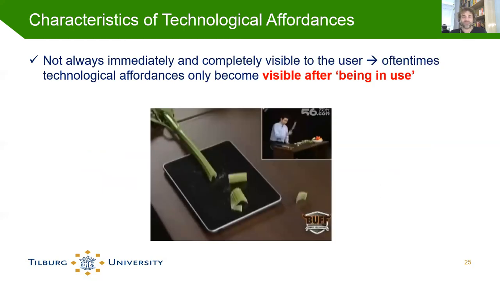So I also always give this example. This is a link to a video of someone who uses an iPad as a cutting board, which I think you may have never thought of before. But an iPad, I think, makes a pretty good cutting board. It's a bit expensive, but it's a pretty good cutting board. So a cutting board is an affordance of an iPad. You didn't think so up to now, but now you know it is an affordance.